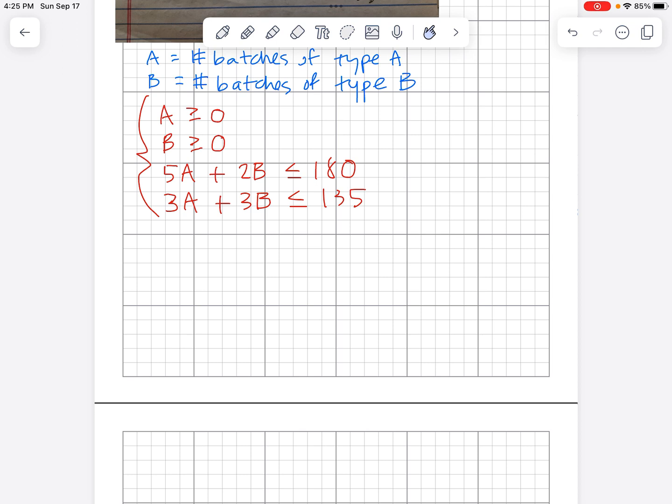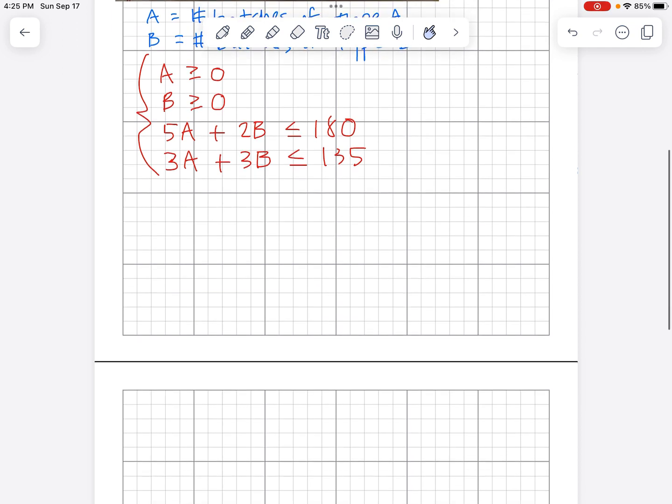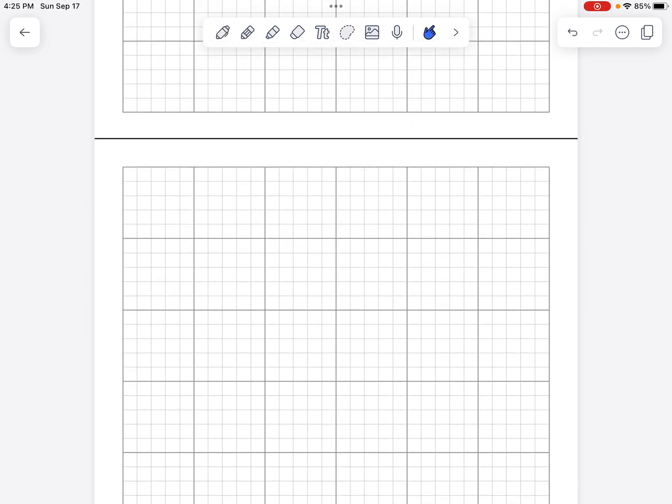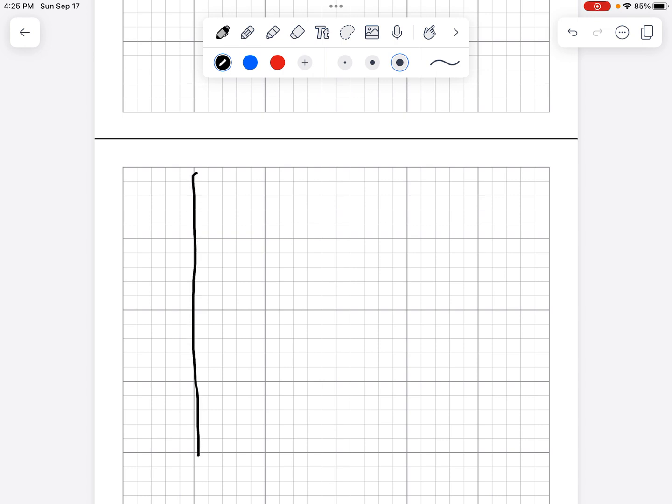I'm not sure if I have enough room on this page. I'll go to my next page. Okay, so I'm going to have 2 axes. I'm going to have an A-axis and a B-axis. And we look at our system, our first 2 inequalities are going to be very simple. I just really need the first quadrant of this coordinate plane. And so let me start drawing this. So I'm going to call this my A-axis and this my B-axis.